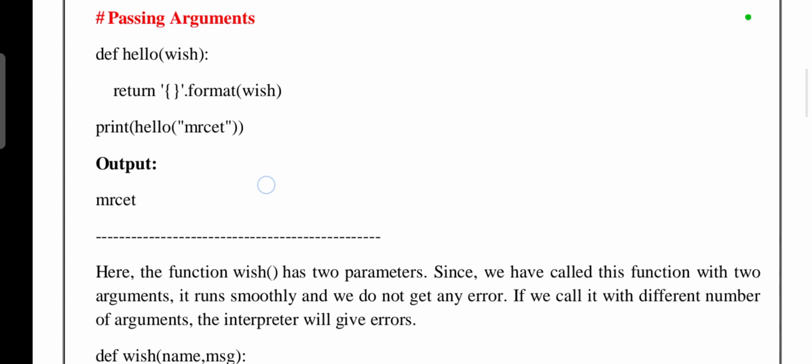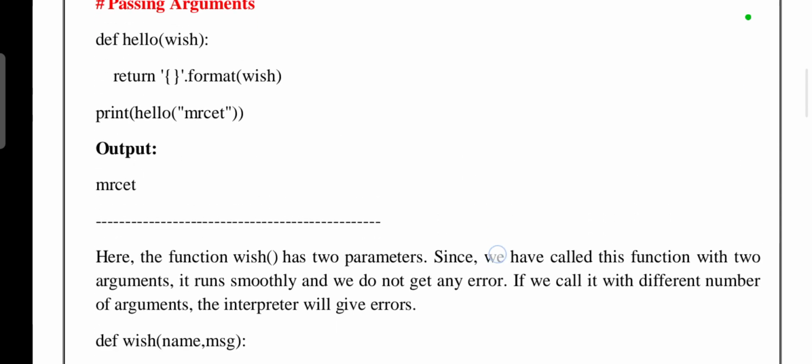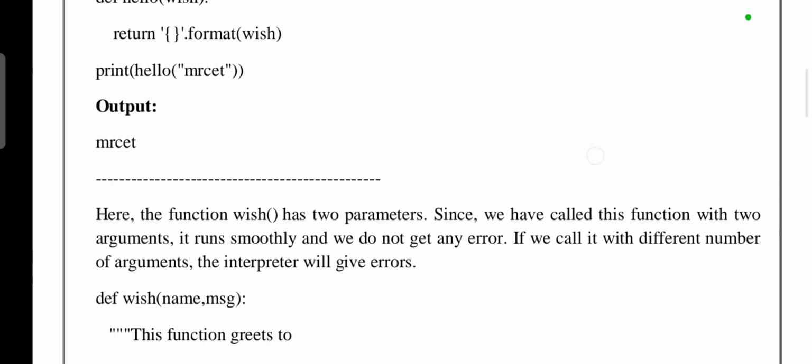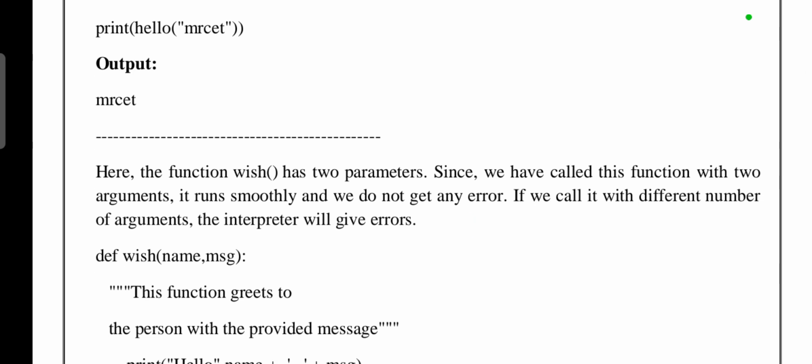For passing arguments, we can use this one, format. This is a function which has two parameters. Since we call the function with two arguments, it runs smoothly and does not give an error. If we call it with a different number of arguments, the interpreter will give an error.